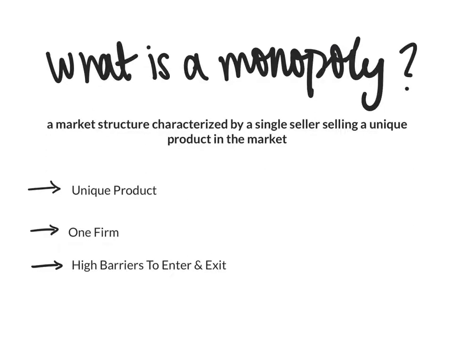A monopoly is a market structure that's characterized by a single seller selling a unique product in the market. There are three characteristics a monopoly must have. They have a unique product, there's only one firm, and there are also high barriers to enter and exit, making it harder for other firms to enter this industry.